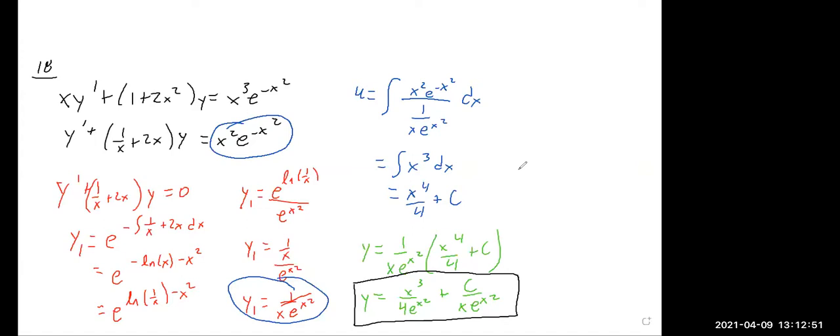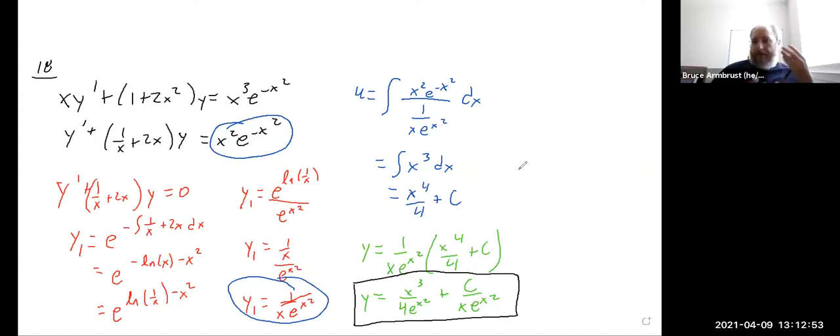Okay, so again, it's a process. It's the same process every time. Find a solution to the homogeneous. Then find our integrating factor by doing the f of x over that solution. Then take that integrating factor times the homogeneous solution. All right, so there's number 18.